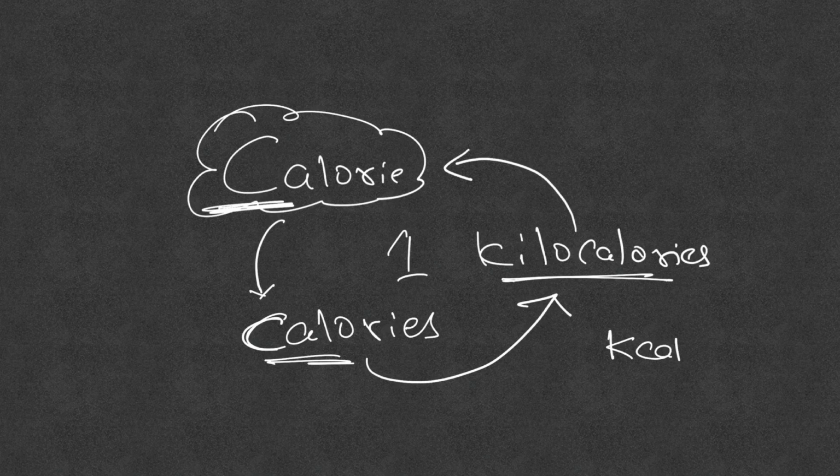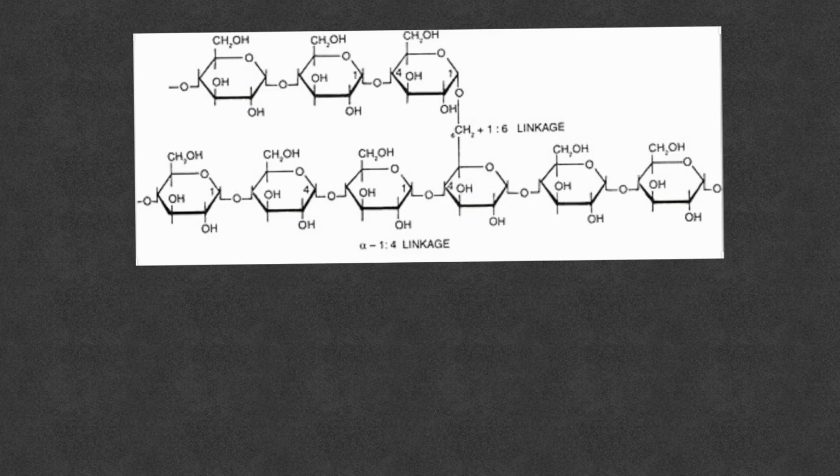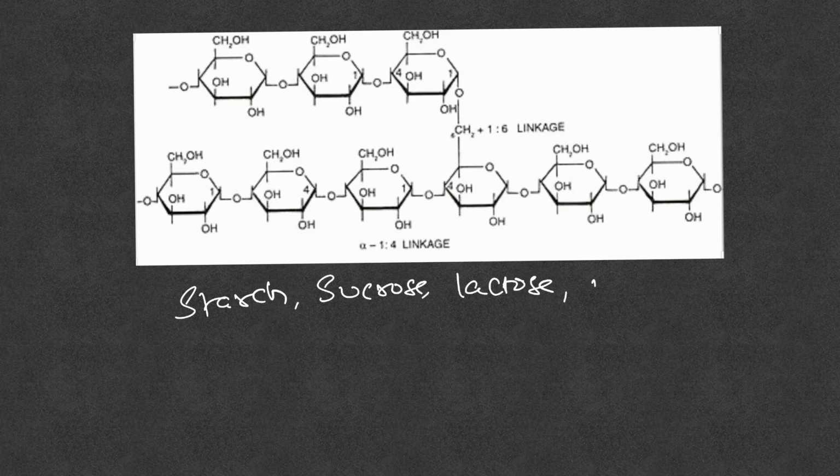Now let's see how much energy comes from the oxidation of carbohydrates. The major carbohydrates in the human diet are starch, which comes from plants, and sucrose, which is table sugar. The milk sugar lactose is also a carbohydrate, and there is also high fructose corn syrup. Fructose is a monosaccharide present in our food, and it can be converted directly to glucose.